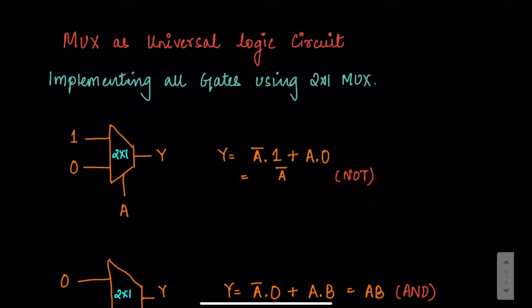You just require one 2 cross 1 mux, and the input that you want to invert should be made the select line. The other two inputs should be chosen as 1 and 0.